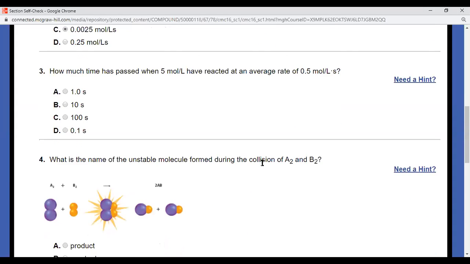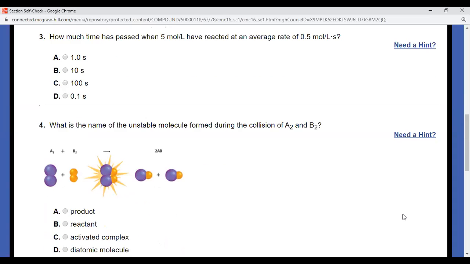Walid, number 3. How much time has passed when 5 moles have reacted at an average rate of 0.5? How much time? 1 second. Number A. Okay.